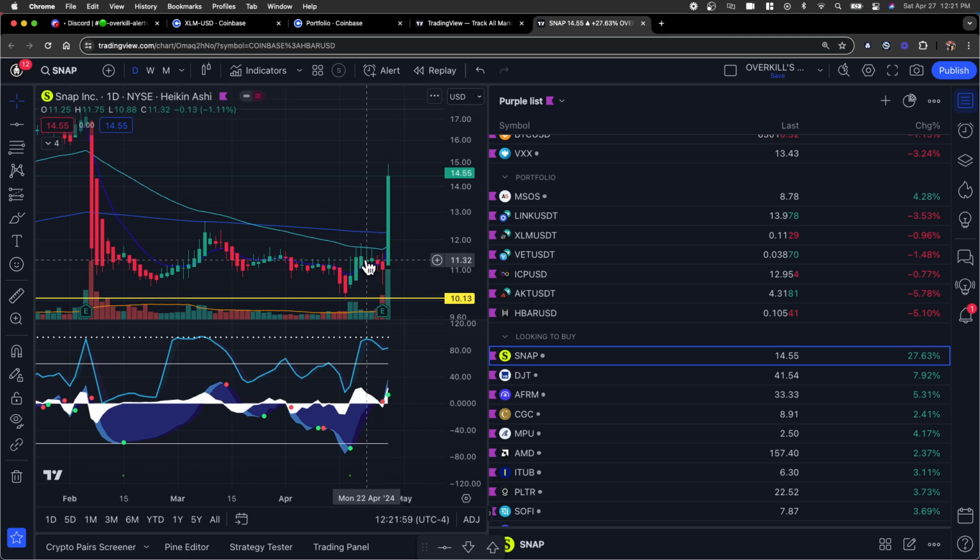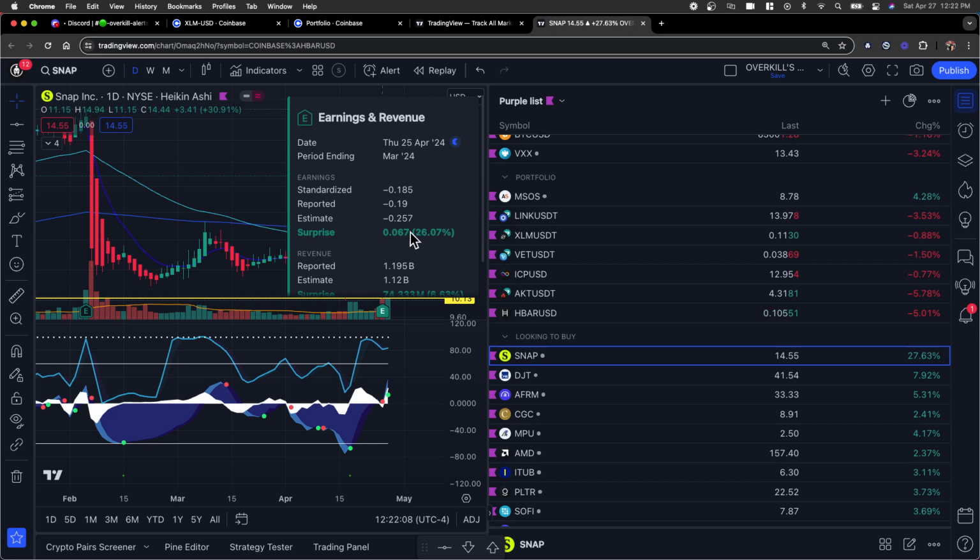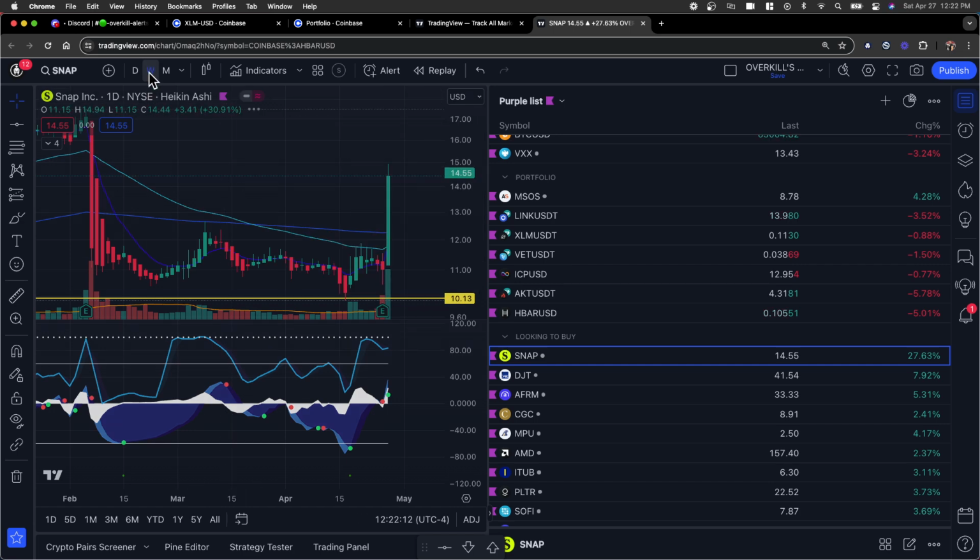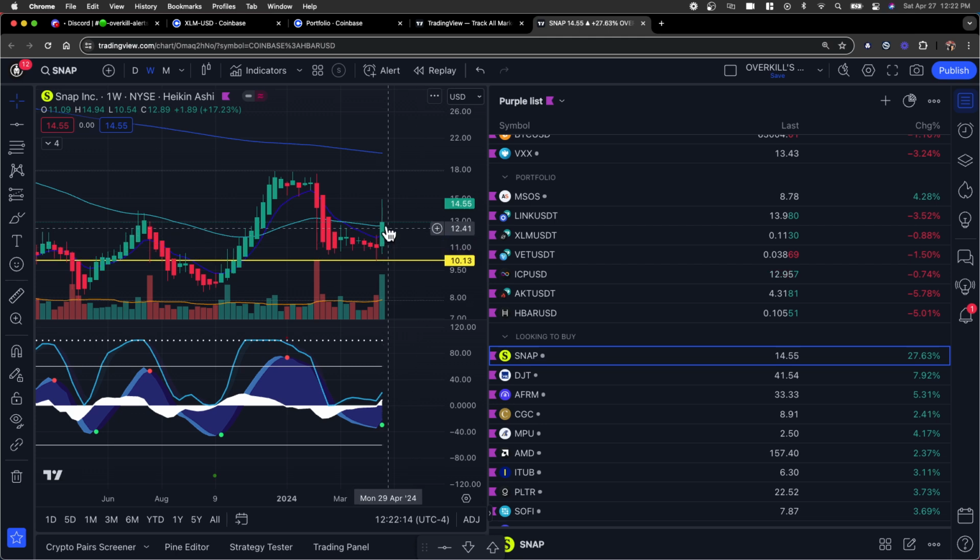At $11.34. This thing shot all the way up to $15. That called it out 3 days before this move. Now, they had earnings, and they absolutely crushed. They beat it by 26%. So that caused their stock to go up.